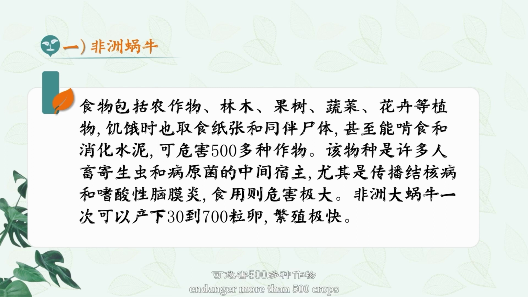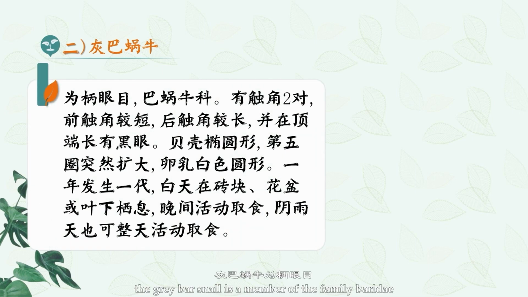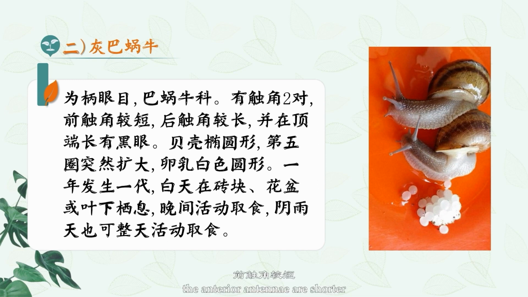They endanger more than 500 crops. It is extremely harmful to eat them. They reproduce extremely fast. 2. The gray bar snails. The gray bar snail is a member of the family Baridae, the stalk-eyed snails. It has 2 pairs of antennae. The anterior antenna is shorter, the posterior antennae are longer, and there are black eyes at the top of its body. Furthermore, its shell is oval, and the 5th circle expands suddenly, and its ovoid is white and round.